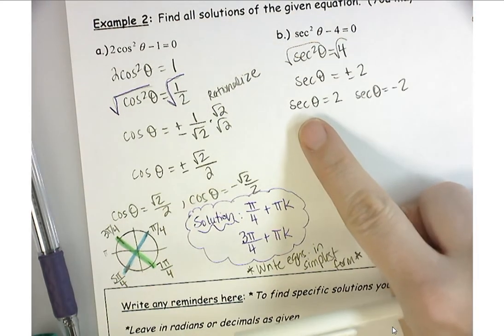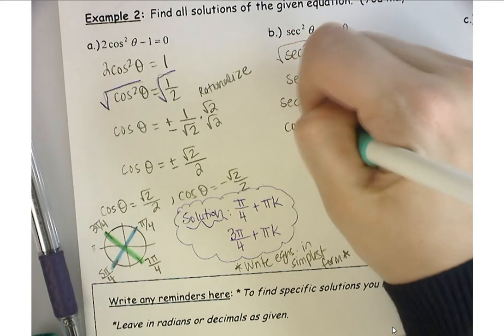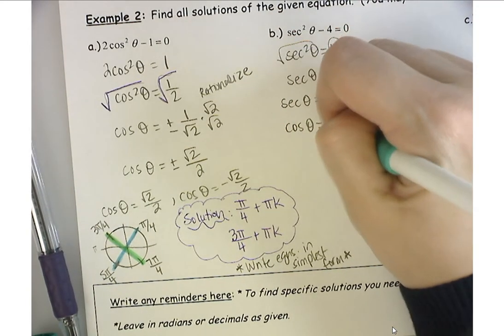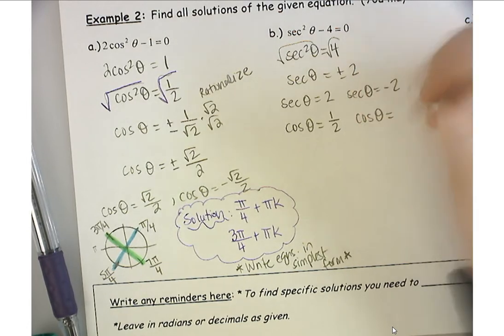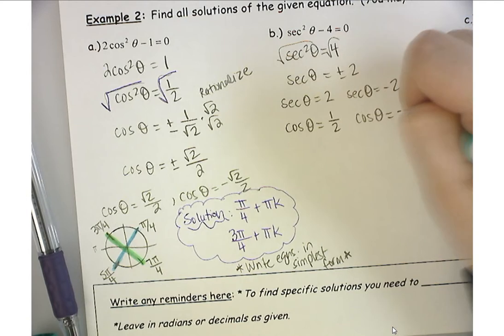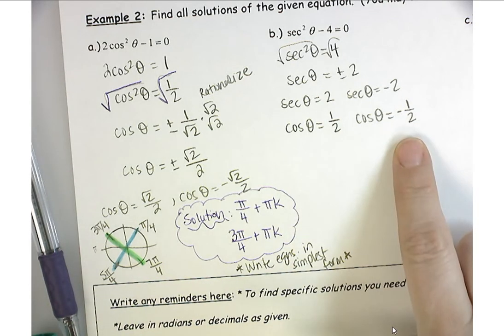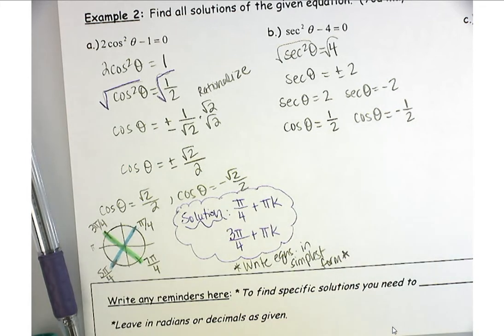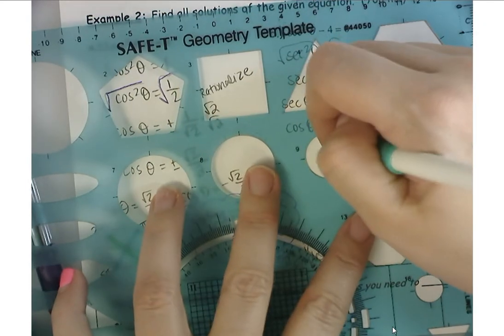So let's think of this in terms of cosine. If the secant is 2, what's the cosine going to be? 1/2, because what's the relationship between the secant and the cosine? They're reciprocal. So if this is negative 2, this will be negative 1/2. Okay, so then what we're going to do is find where the cosine is 1/2 and negative 1/2. Okay, so let's think of this in terms of my unit circle. Where is the cosine positive 1/2?